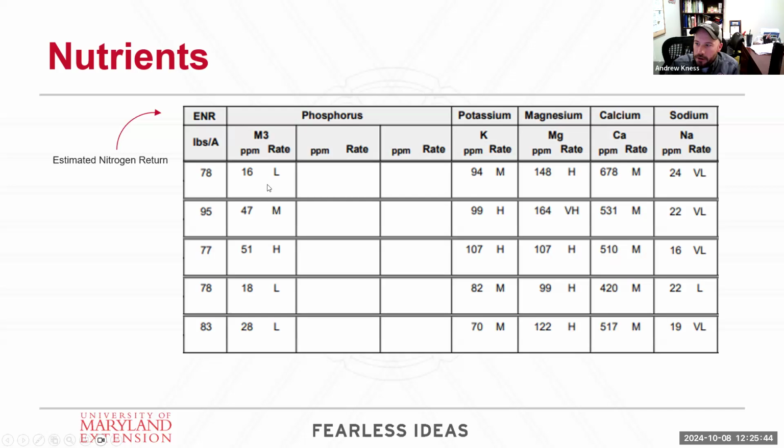Okay. You also notice that some labs might give you a relative indication of whether it's high, medium, or low. So for example, they're telling you that 16 parts per million is low, 47 parts per million is medium for phosphorus, and so on and so forth. One thing that you can do as a rough estimate is take parts per million and multiply that number by 2, and that just gives you a better sense as to how many pounds per acre of that nutrient is there.